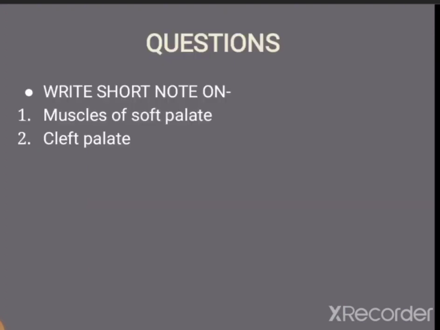Then the questions regarding this topic are: write short note on muscles of soft palate. So in this question you have to discuss about the attachments, nerve supply and action of the muscles of the soft palate. Then the second applied is the cleft palate. In this you have to discuss about the embryological basis for the development of the cleft palate, how the processes appear and then they fuse, unable to fuse with each other and result into the cleft palate as well as the cleft lip.